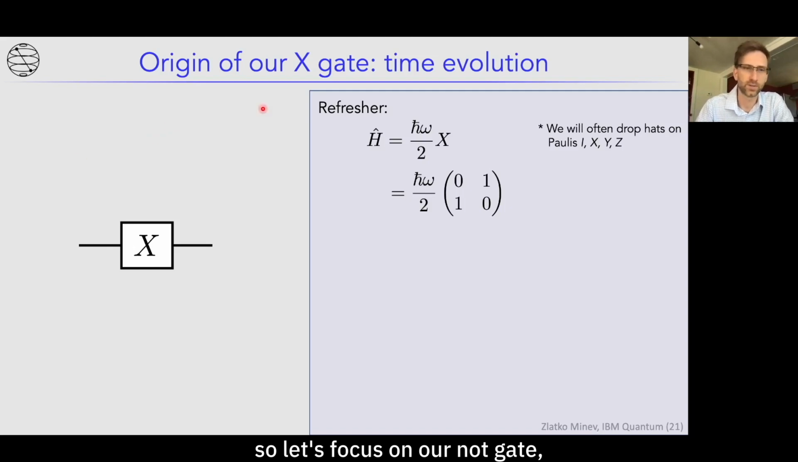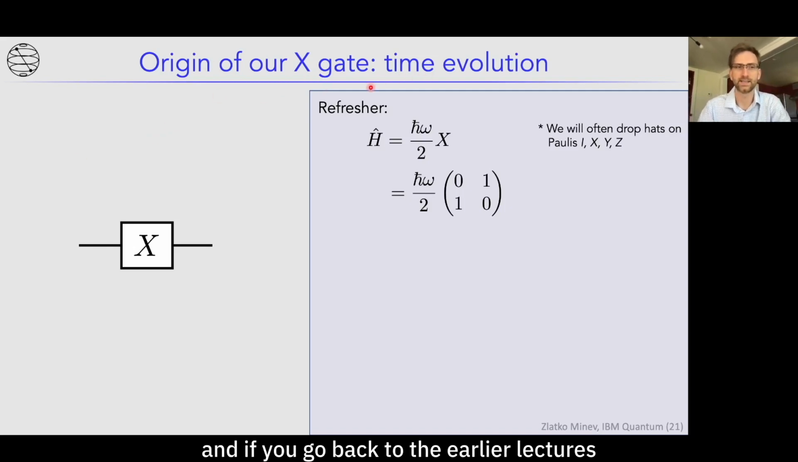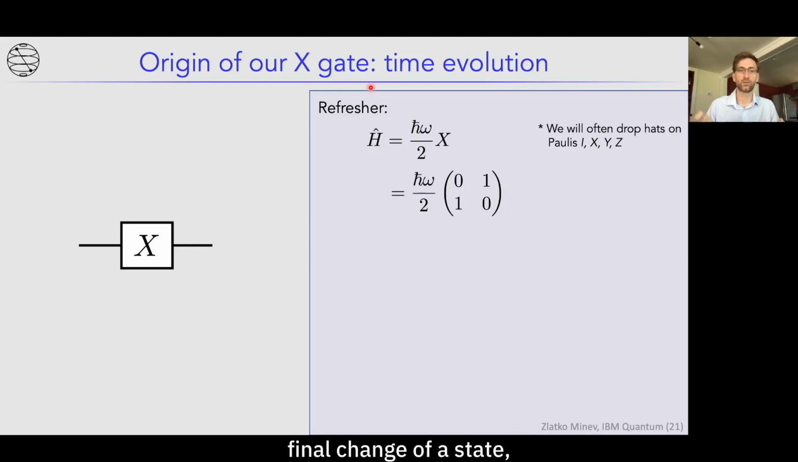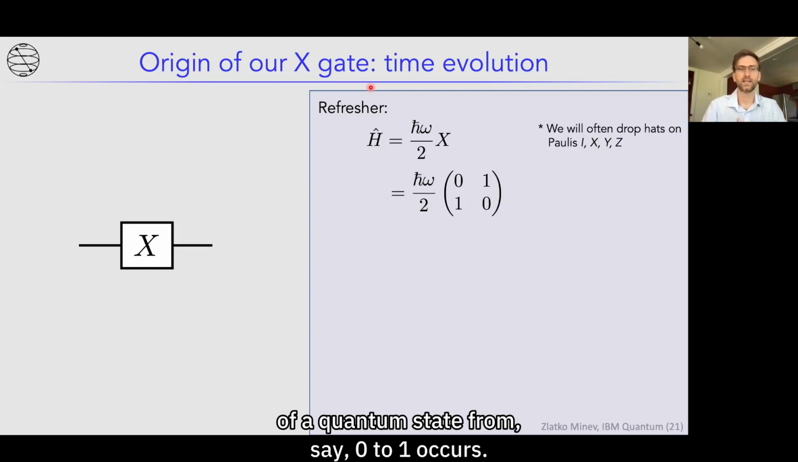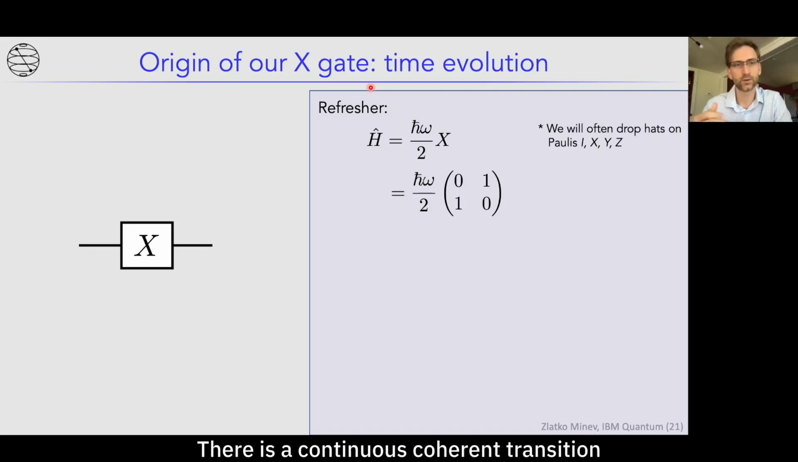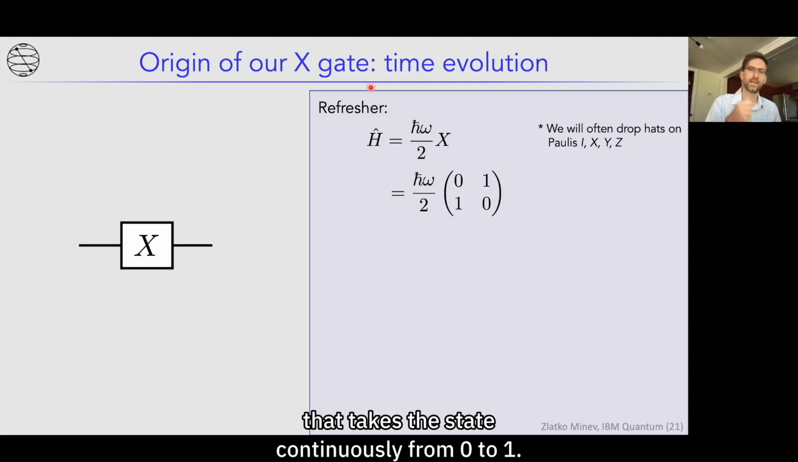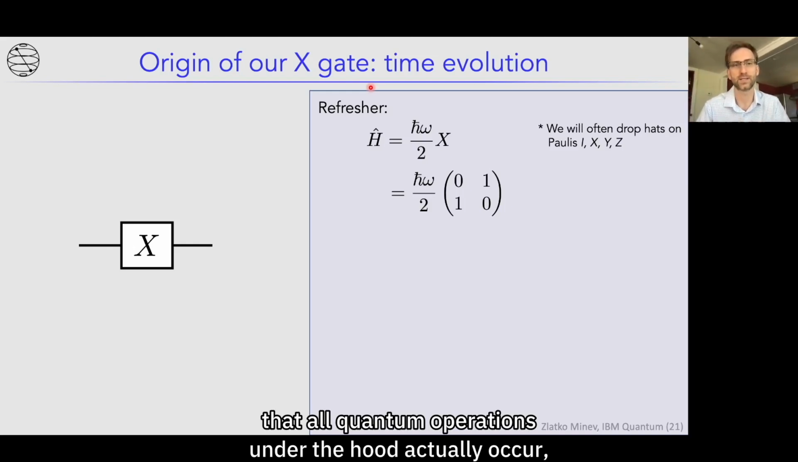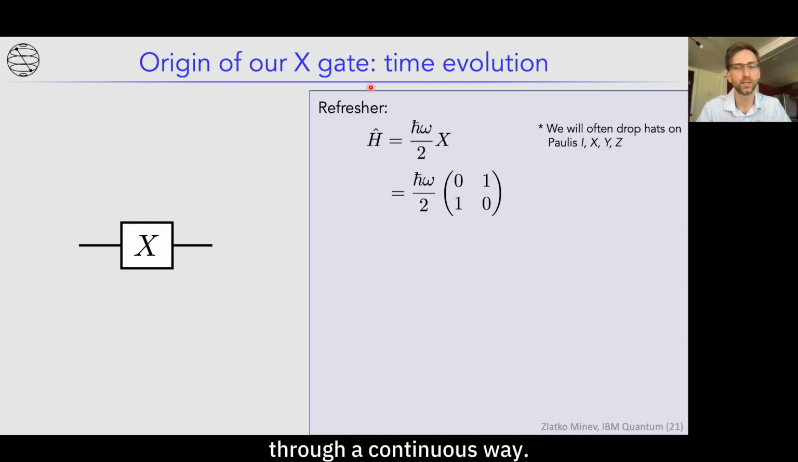So let's focus on our NOT gate, and if you go back to the earlier lectures of this summer school, you talked about time evolution and how the actual change of a quantum state from, say, 0 to 1 occurs. It's not instantaneous, it's not abrupt. There is a continuous, coherent transition that takes the state continuously from 0 to 1. That's exactly the way that all quantum operations under the hood actually occur, in a continuous way. We call that time evolution.